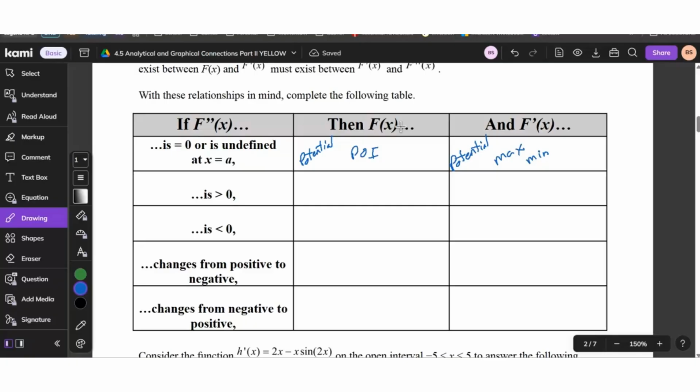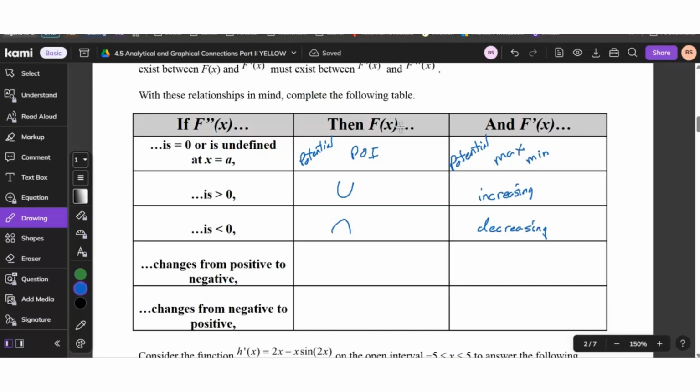If the second derivative is positive, then the original function is concave up, and the first derivative is increasing. If the second derivative is negative, the original is concave down, and the first derivative is decreasing. Right? Because if you think of this as being the first derivative of this first derivative, if it's negative, that would mean it's decreasing, right?